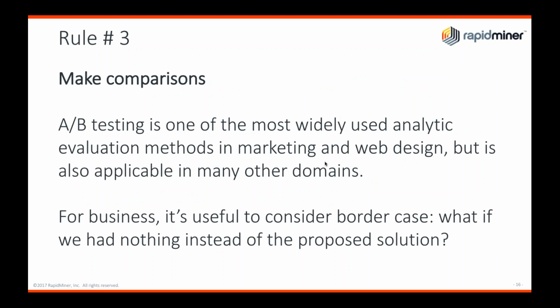The third rule, the comparison, is very important. The A/B testing method is one of the most widely used, for example, in marketing, but it's also pretty applicable in other domains. But for data science processes, for machine learning models, it is always useful also to consider some kind of border case and compare what would happen if we had no model at all, if we had nothing instead of the proposed solution, and put these cases side by side and see how much we could really gain from implementing the proposed machine learning solution.